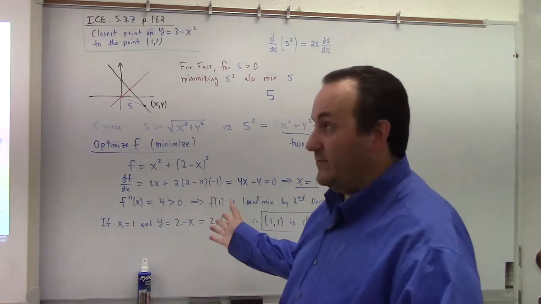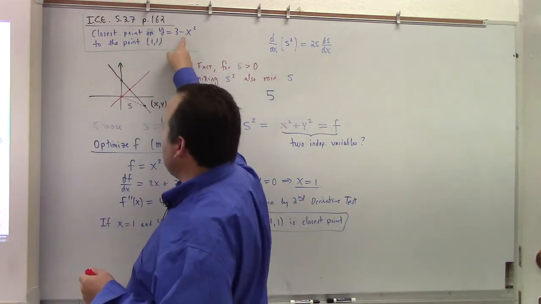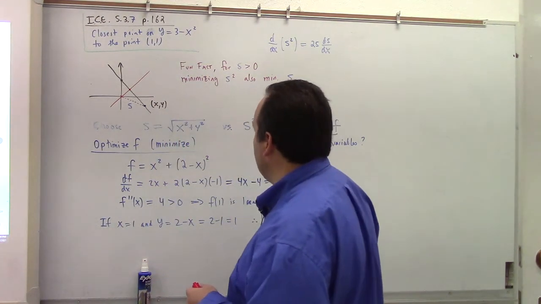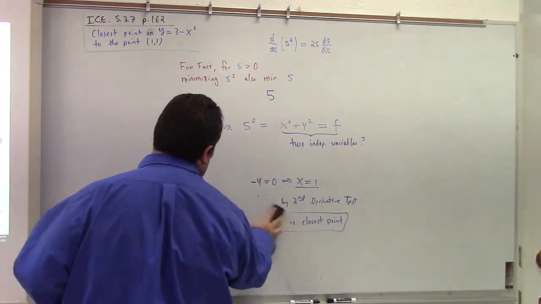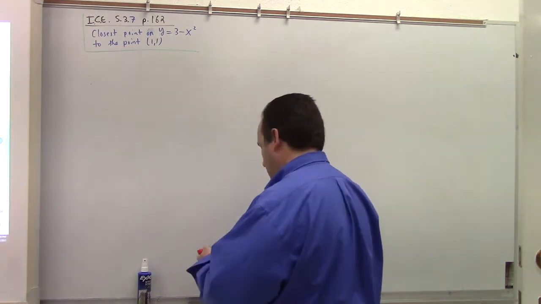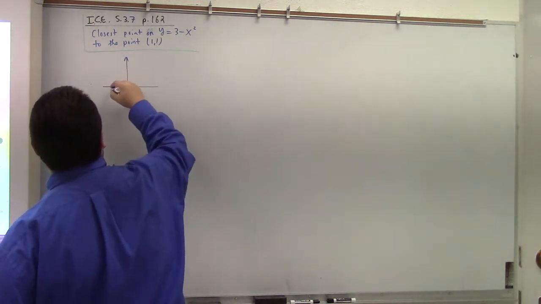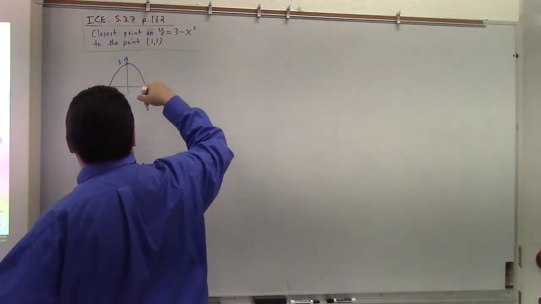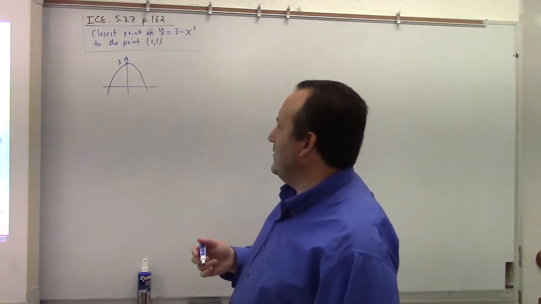So here's the next problem, same page of the notes. Find the closest point on y equals 3 minus x squared to the point (1, 1). See, the setup is going to be a little bit different here. So here we go. 3 minus x squared looks like this. It's got a y-intercept of 3, and it opens down. It's a parabola, right?